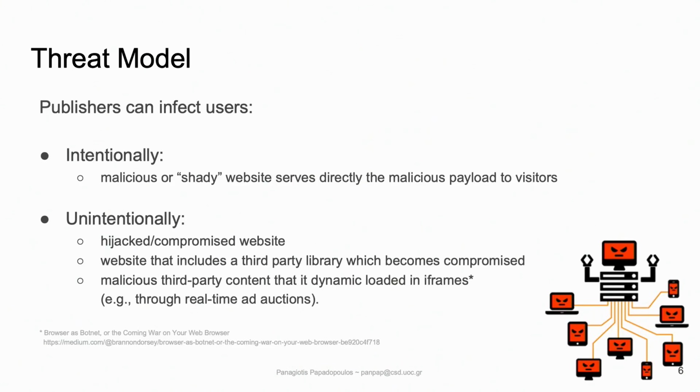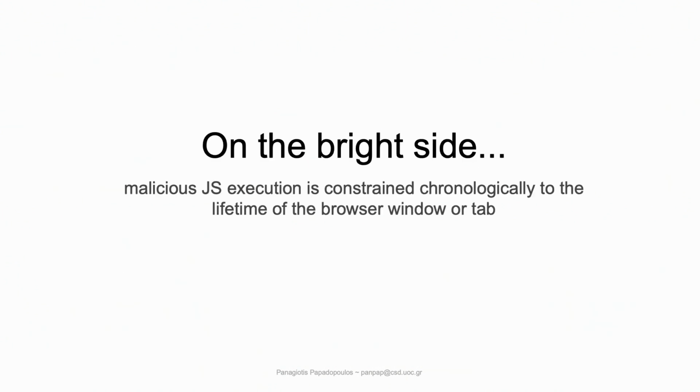So publishers can infect users in two ways, either intentionally by delivering malicious content together with the actual content that the user asked for, or unintentionally when a benign website becomes malicious or compromised, or when a third-party library that the benign website is using becomes compromised, or when malicious third-party content gets loaded dynamically into an iframe of a benign website. And we see some of these examples in malvertising.